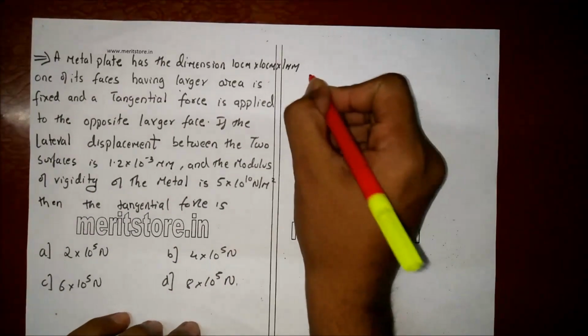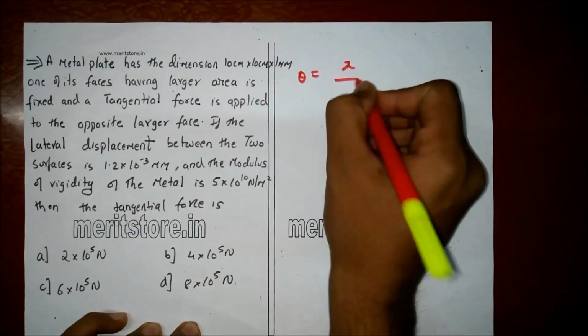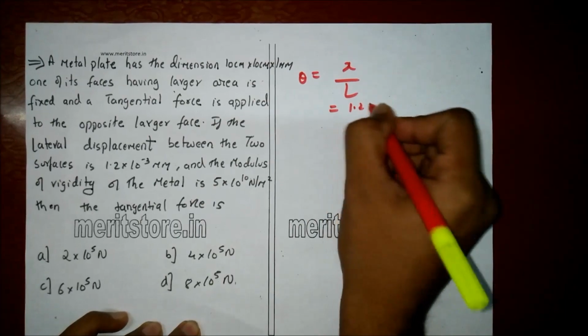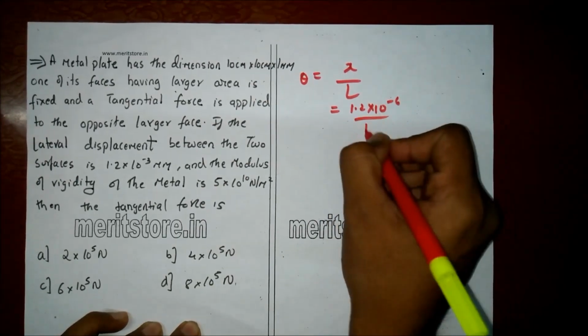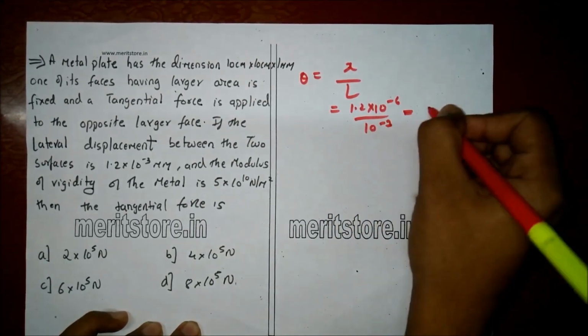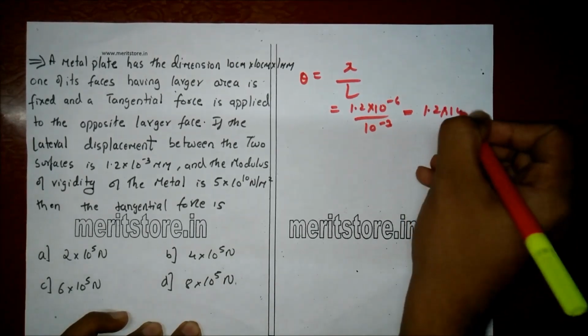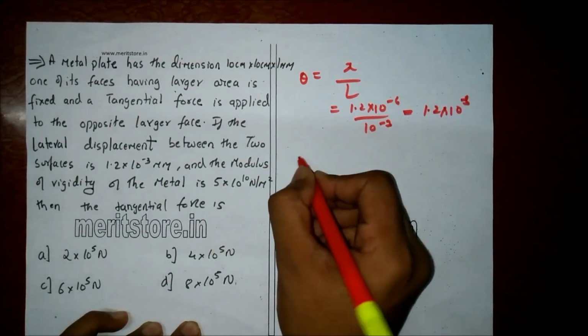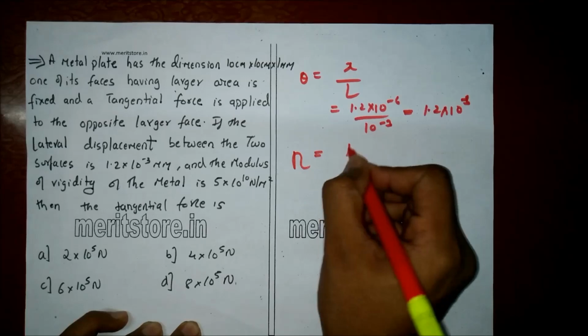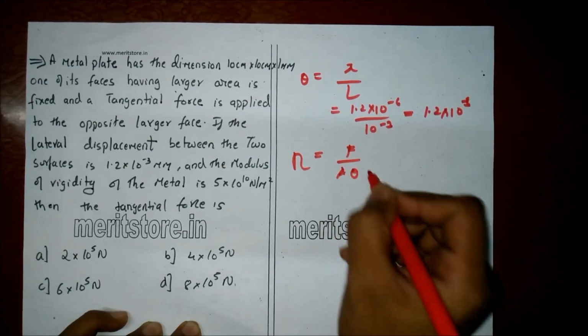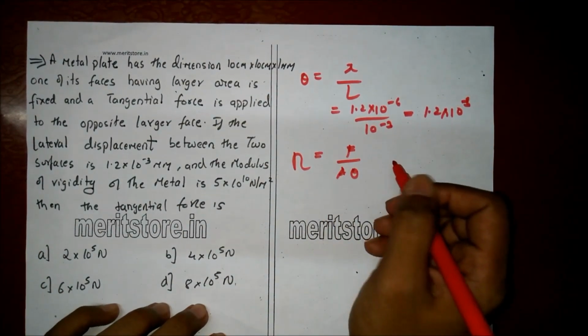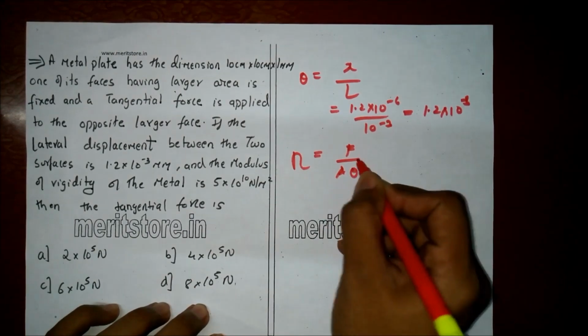Now we know that theta is given by the displacement upon the length, which is 1.2 into 10 raised to minus 6 upon 10 raised to minus 3, which is equal to 1.2 into 10 raised to minus 3. And the modulus of rigidity is given by the formula eta is equal to F upon A into theta. Now, we have to find the tangential force F.